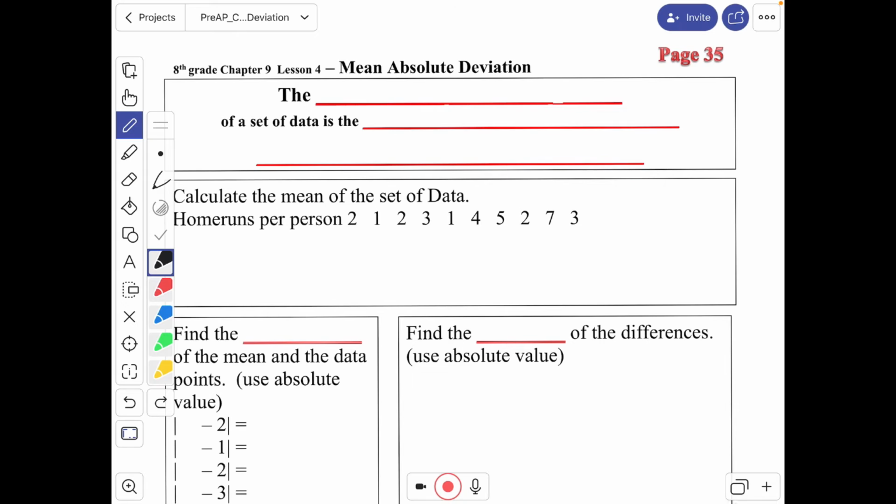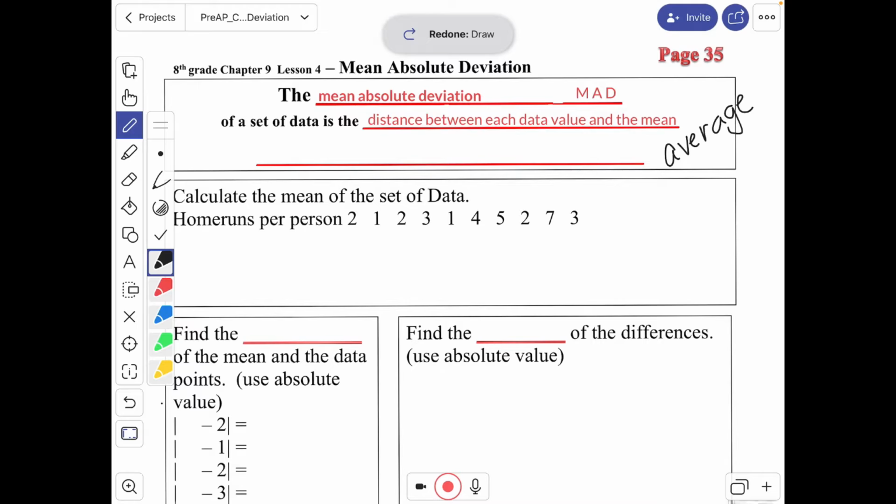Today we're discussing 8th grade, Chapter 9, Lesson 4, Mean Absolute Deviation. The mean absolute deviation, which is sometimes just shortened to MAD, not because it makes us mad, although it may make some of you mad. The mean absolute deviation of a set of data is simply the distance between each data value and the mean. And mean is average.